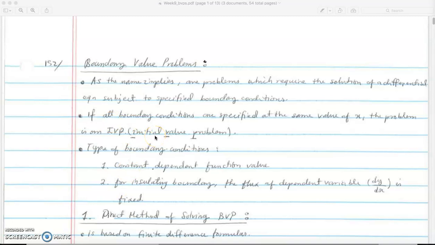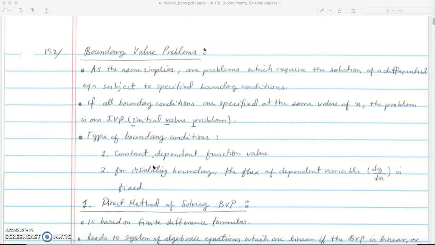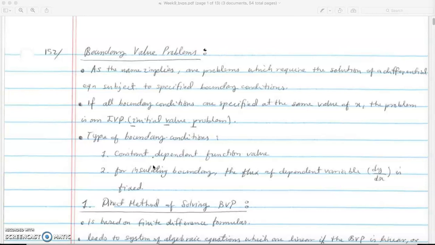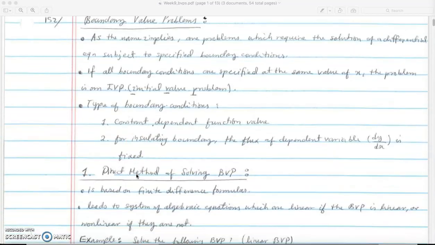In this part of the lecture, we're going to look at two different boundary conditions. One is when the function value is given at one boundary point, and the second type of boundary condition is where the derivative of the function is given. So the first one is the function is given, the second one is the derivative of it is given.